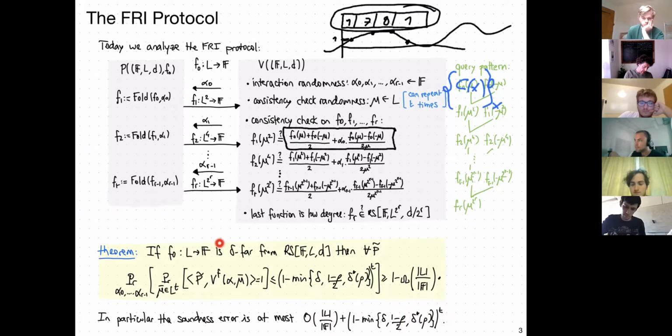Now, the reason why the theorem in its full generality looks so intimidating is because we're decoupling the random alphas that we send for the folding and the mu, which is done for the consistency checks.